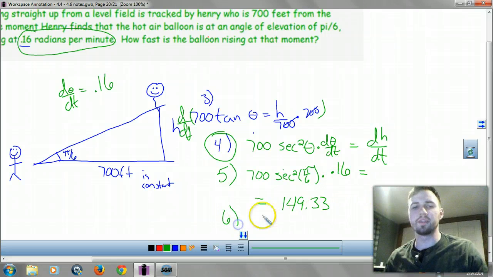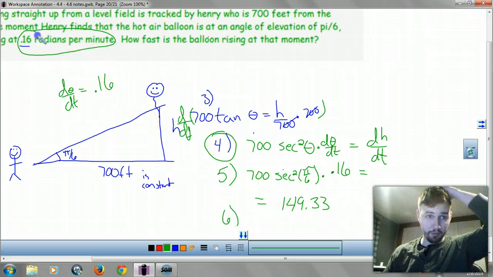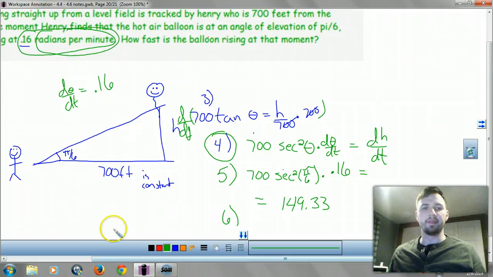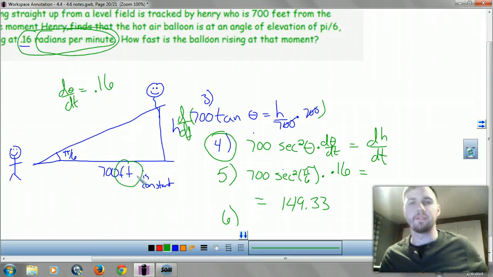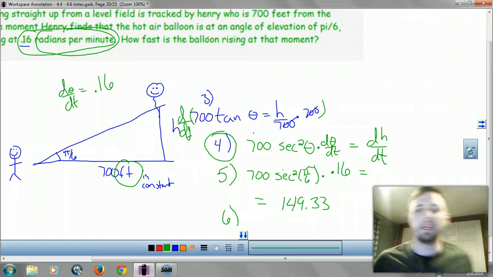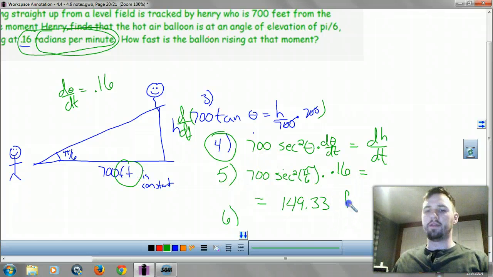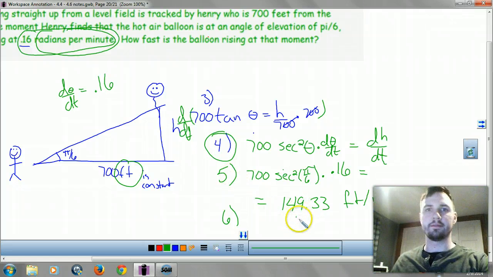Now 6, to interpret this. Theta was in radians per minute. This is in feet. So this would be in feet per minute. 149.33 feet per minute is how fast the balloon is rising. Okay?